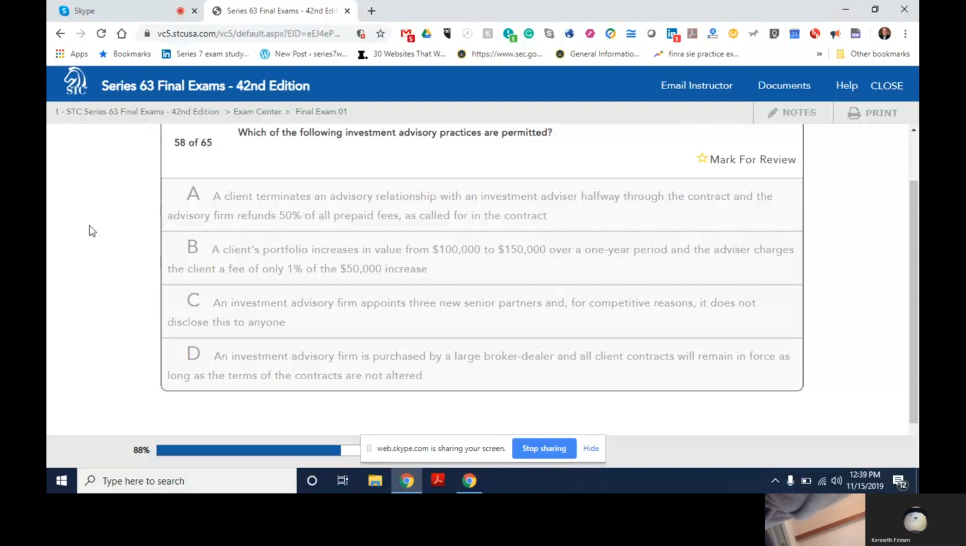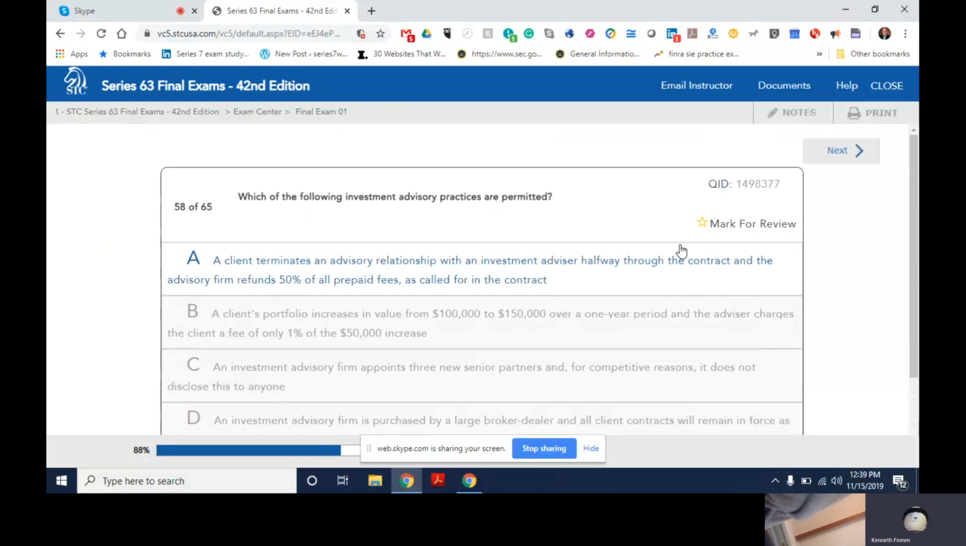Okay. An investment advisory firm appoints 3 new senior partners and for competitive reasons does not disclose this. Whenever you have new partners or they come and leave, you have to let the clients know. And if a majority come or go, then you have to get permission. An IA firm is purchased by a large broker-dealer and all the client contracts remain in force. Again, when ownership of an IA changes, then you have to get permission from the clients. Okay, so I could see B being a trick question. I'm going to go with this one, because that's what it is.